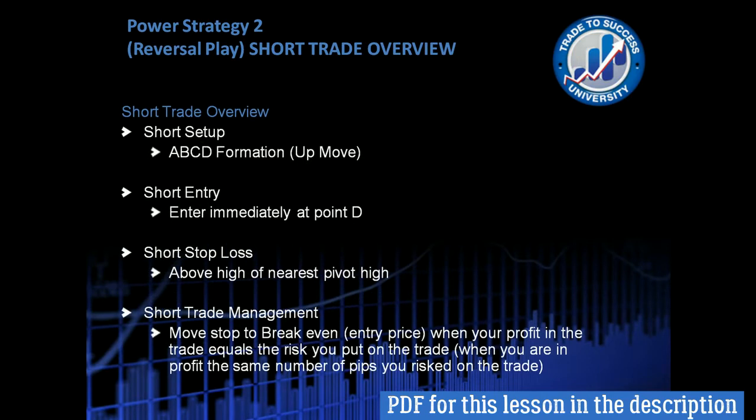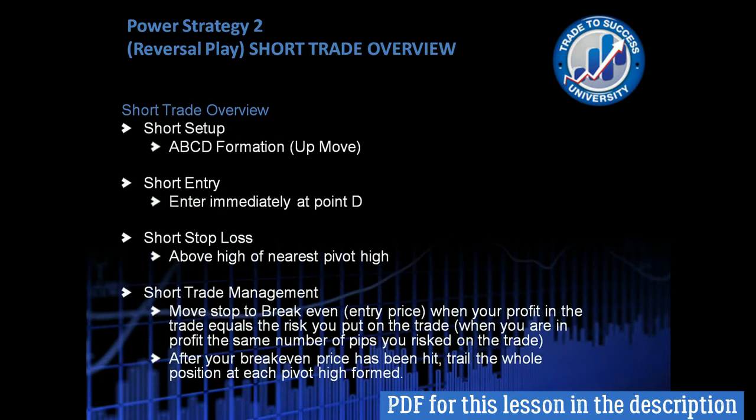Now with the short trade management, we're going to be moving the stop to break even, which is the entry price, when your profit in the trade equals the risk you put on in the trade. So when you're in profit, the same number of pips you've risked on the trade. And after your break-even price has been hit, you're going to trail the whole position at each pivot high formed. And you're going to just wait to get stopped out whenever the stop that you've put above whichever pivot high has been hit.